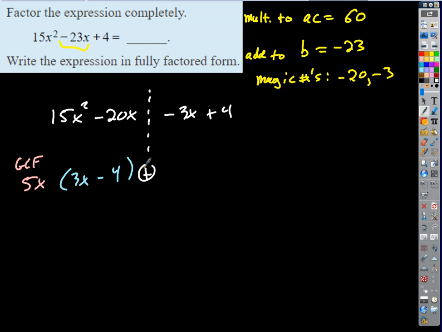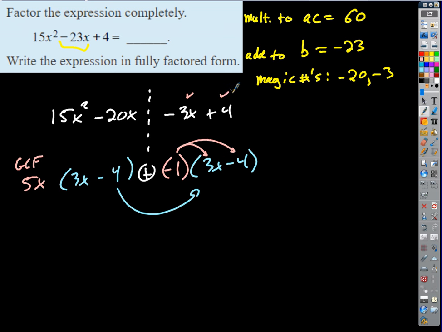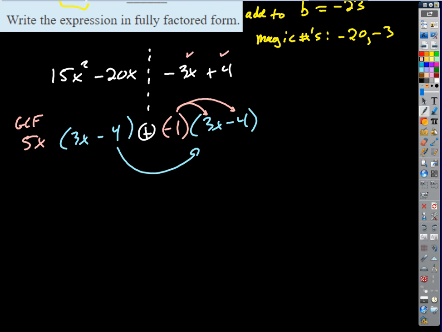In the other group, I know that I need to have a leftover factor of 3x minus 4. Well, what times 3x is negative 3x? Negative 1. So negative 1 is the number we have to check. Negative 1 times 3x gives us negative 3x. Negative 1 times negative 4 gives us plus 4, so it works. So what can we factor out of each group?